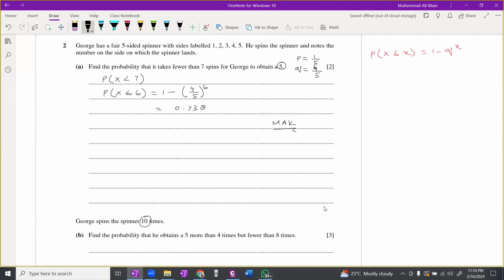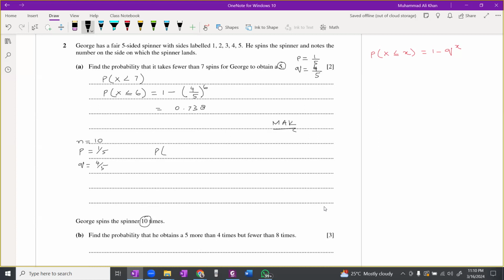In which n is 10. Probability of success is 1/5 and probability of failure is 4/5. आपसे कहा गया find the probability that he obtains a 5 more than 4 times but fewer than 8 times.